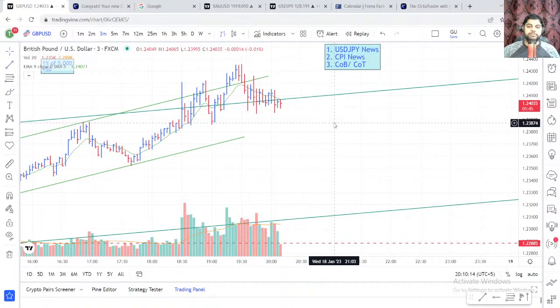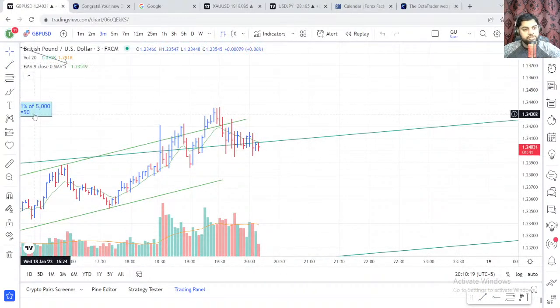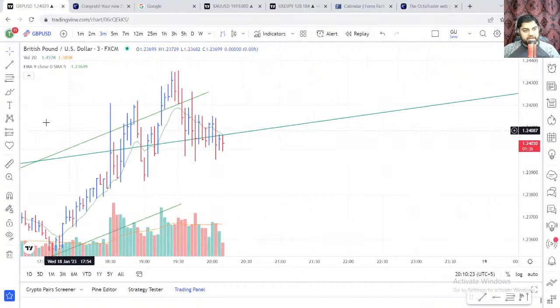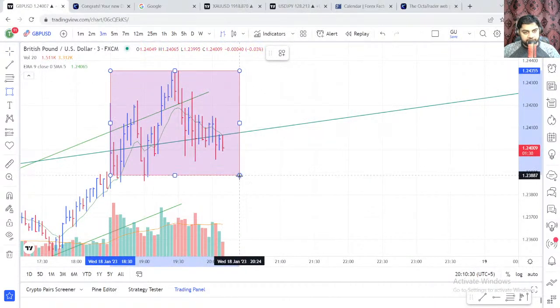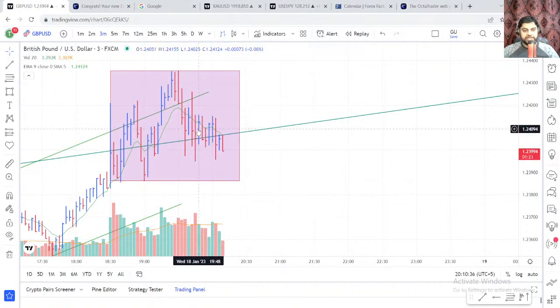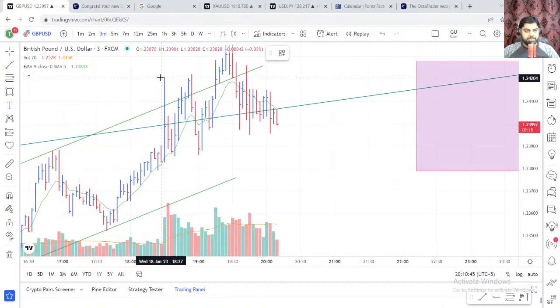Okay, so let me show you where is the trading range. Guys, this is 3-minute time frame, and I want to show you the trading range, which starts from here and goes all the way to roughly this level, right? So this is how the market is currently. And if I want to label all these things, then how will I label these things? I will label them like this.